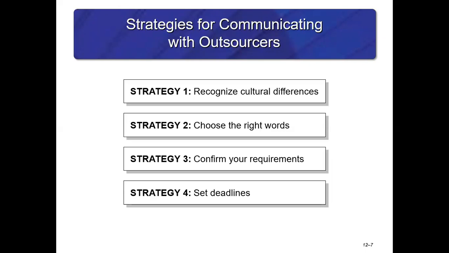So you should take different steps to confirm that the outsourcers thoroughly understand your requirements. And these are actually the basic three steps. The first one is document your requirement. The second one is insist your outsourcer re-document your requirements. And the third one is request a prototype. And the fourth and the last strategy is to set the deadlines. And this is another important cultural difference that relates to schedules and deadlines. So these are basically four strategies that we can use for communicating with outsourcers.